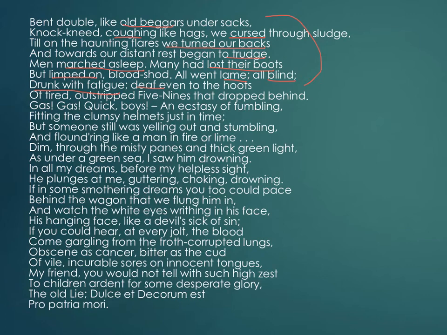I mean, they're not paying attention to the guns. They're not paying attention to their bloody feet or to their exhaustion. They're just going on as they're told to do. So soldiers become numb. Could be a good theme here.